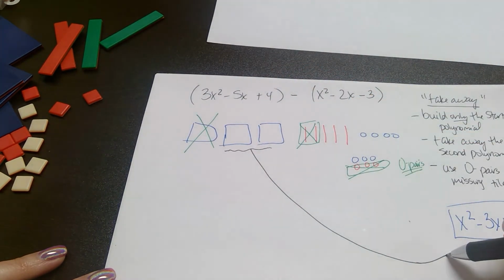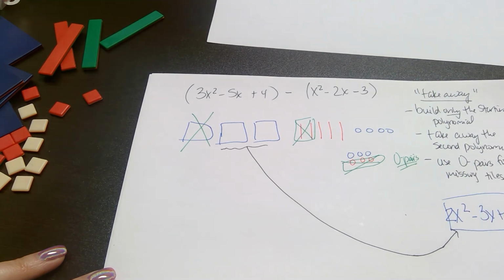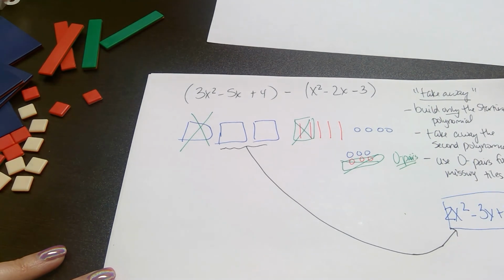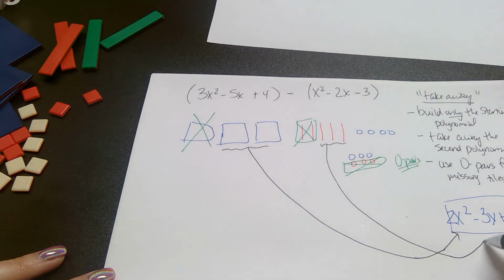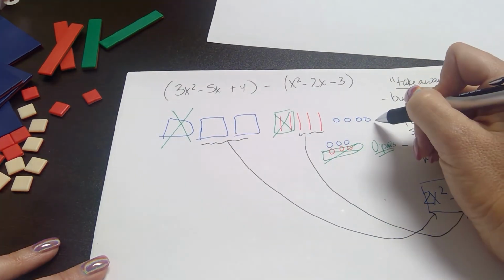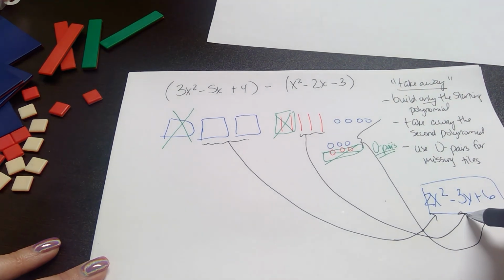And the things that are left are the value on my mat. I've got, ooh, look at that. I didn't write that down and nobody was here to catch me. 2x squares. I've got negative 3x. And I've got a total of 6 positive units.